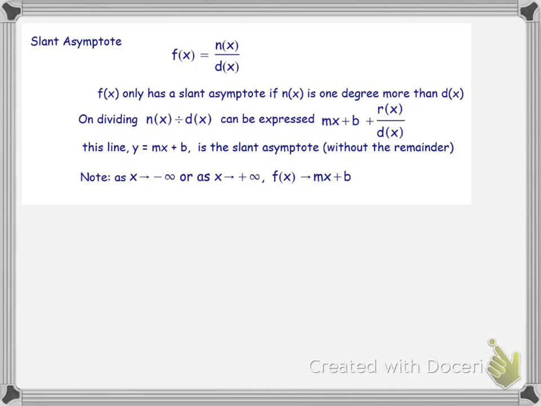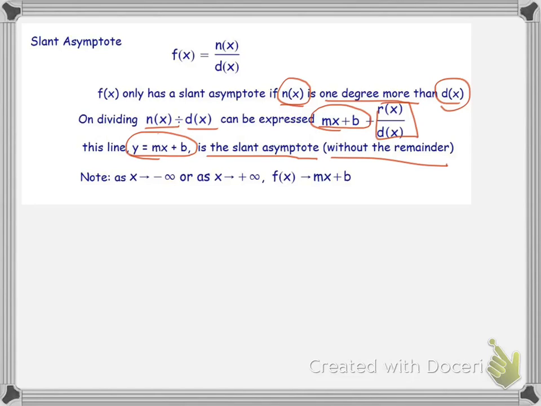First, it only has a slant asymptote if the degree in the numerator is exactly one more than the degree in the denominator. And so to find the slant asymptote, you divide the numerator by the denominator, and you're left with a linear mx plus b, with the remainder over the denominator. This line, y equals mx plus b, is the slant asymptote.